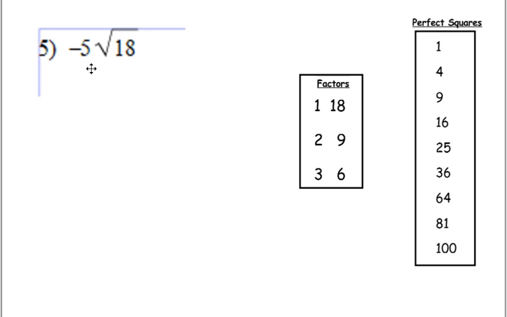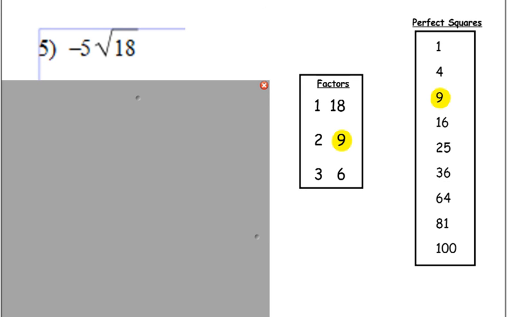Number 5, I have negative 5 times the square root of 18. So I'm going to simplify the square root of 18 and then multiply the coefficient outside by negative 5. Here are the factors of 18: 1 and 18, 2 and 9, and 3 and 6. Are any of these factors perfect squares? Well, 9 is a perfect square and a factor of 18. So 2 and 9. I'm going to rewrite the square root of 18 as the square root of 9 times the square root of 2.